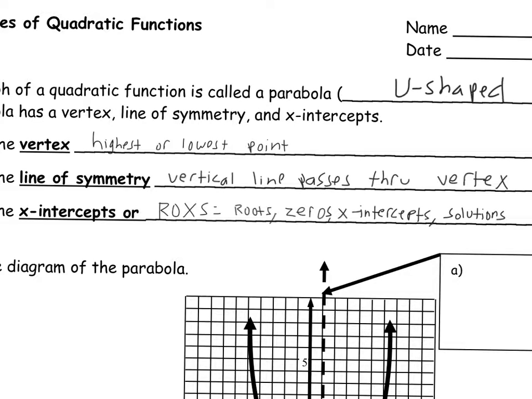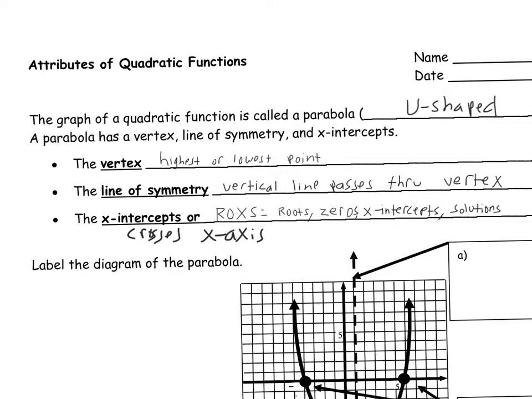Okay. So the roots, zeros, x-intercepts, solutions, what it means on all of these is where the graph crosses the x-axis. That's what ROXS means.